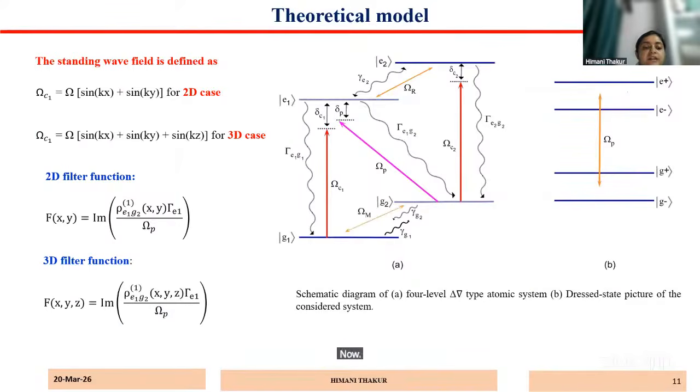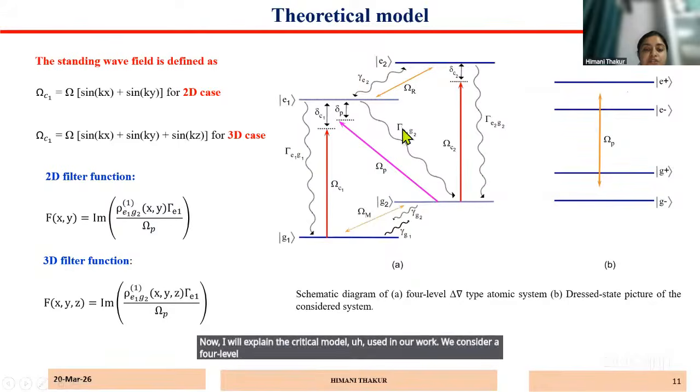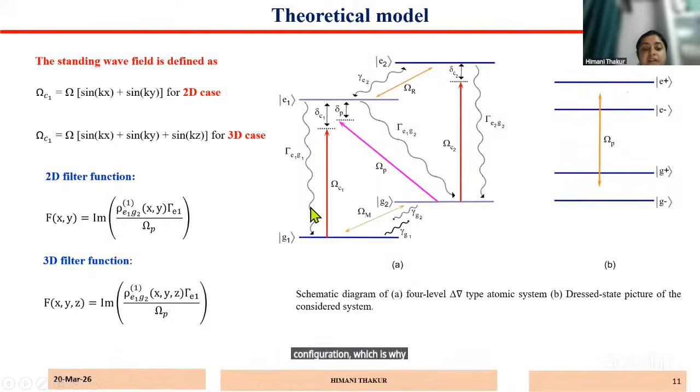Now I will explain the theoretical model used in our work. We consider a four-level atomic system which consists of states G1, G2, E1, and E2. This system forms a combined delta and inverted delta configuration, which is why we call it a delta and inverted delta system.